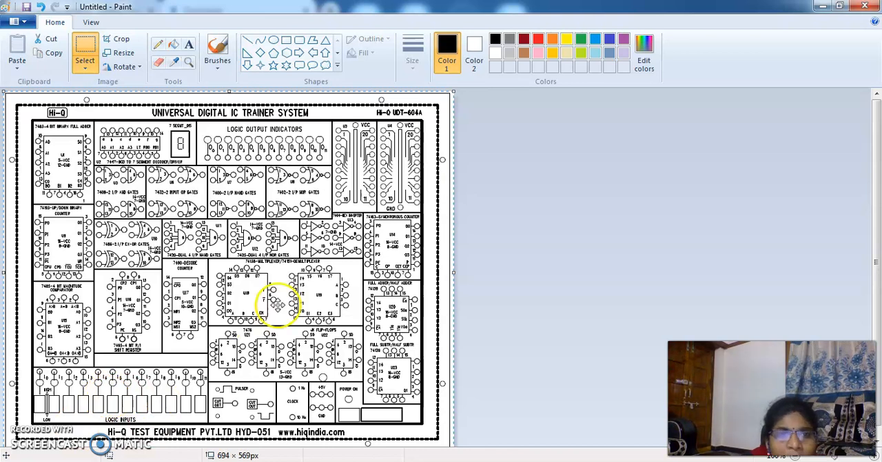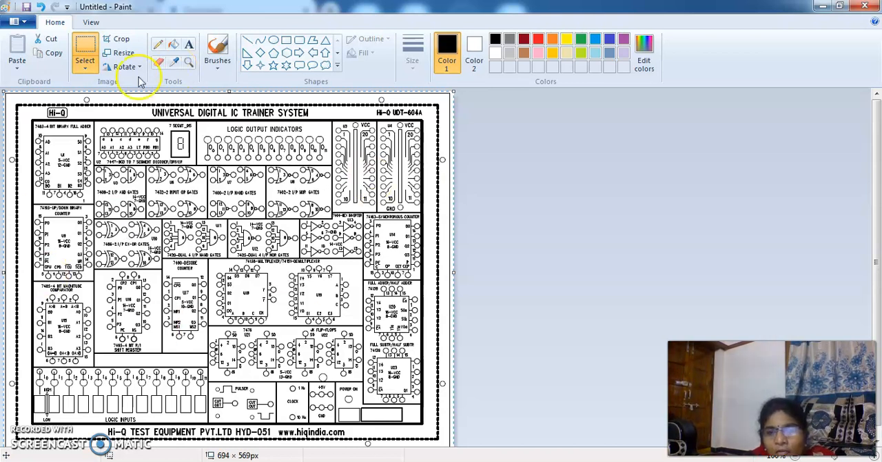These are the inputs. And finally, what are the outputs of the half adder? Sum and carry. So those outputs you need to give to the output indicators. These are the LEDs, and these are the switches. Inputs usually we have the switches, outputs you have the LEDs. Clear? Now I have said that we have all ICs.